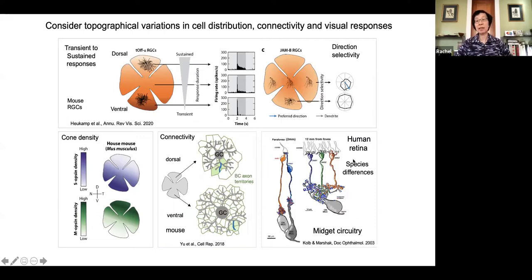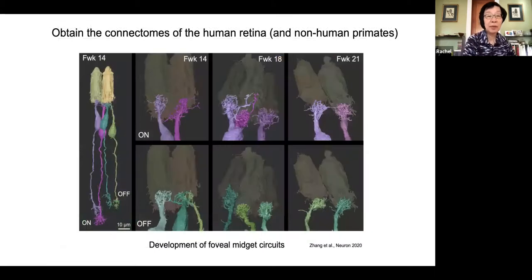This example also highlights species differences, where we see midget circuits that are in the human retina and non-human primates, but not, for example, in mice. I think it's also important for us to really consider connectomes and obtain more of the connectomes of human retina. And I think EM approaches are probably the only way to do this because we don't have the luxury of molecular approaches or genetics to help us identify cell types and their connections.